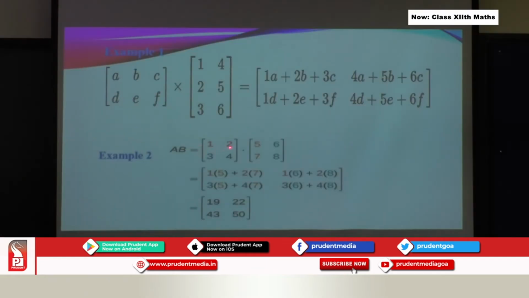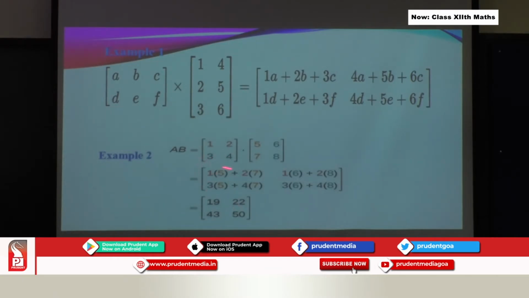Look at this now, first row, first column. So 1 into 5, plus 2 into 7, check. Now when I add 5 plus 14, I am getting 19, perfect. Let's proceed further. Here I am talking about first row, second column. So 1 into 6, plus 2 into 8, look at this, I am getting 2 into 8. Now when I add 6 plus 16, I am getting 22.